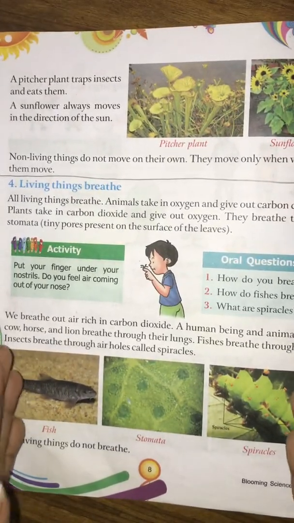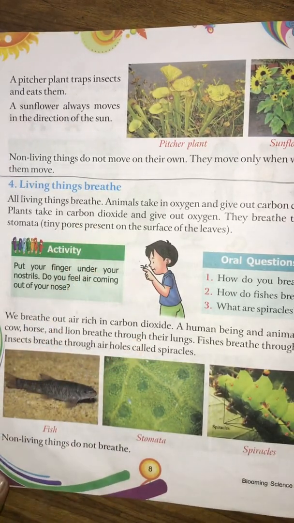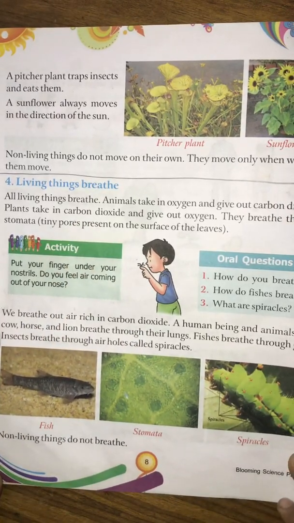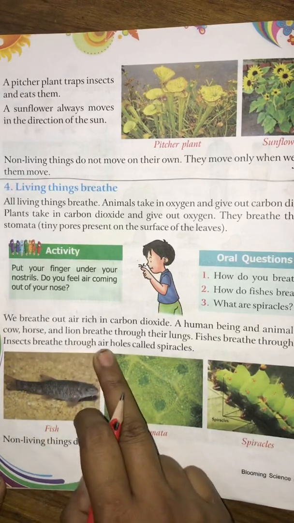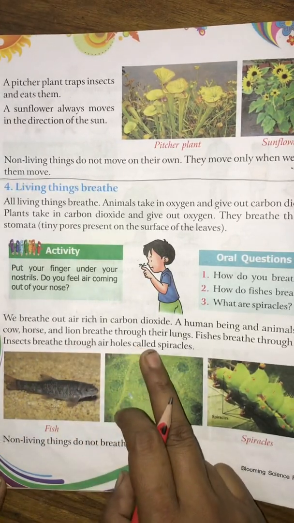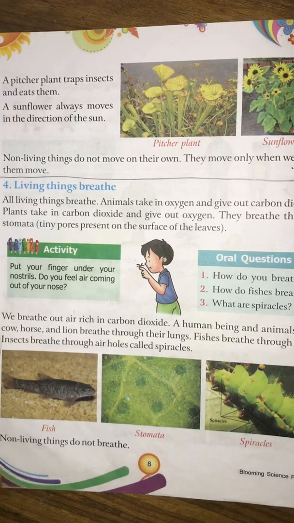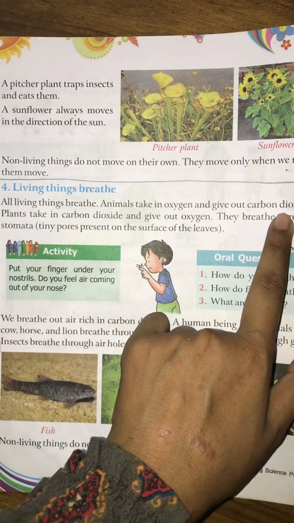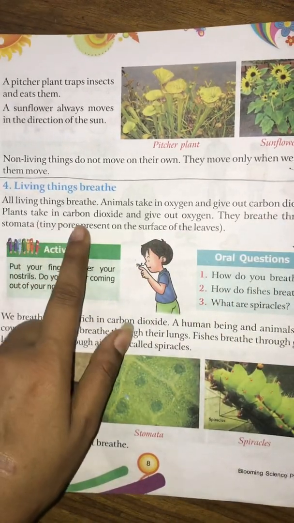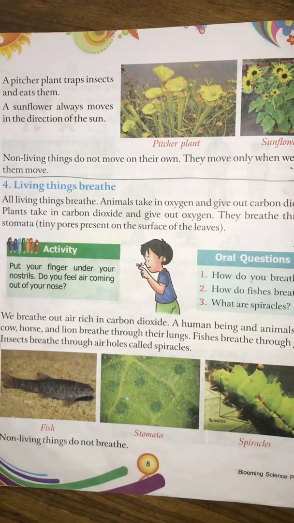In this point there are some important lines that you have to learn, that is animals and human beings breathe through their lungs. Fishes breathe through their gills. Insects breathe through the air holes that are called spiracles. Now animals and human beings take in oxygen and they give out carbon dioxide, whereas plants take in carbon dioxide and they give out oxygen.